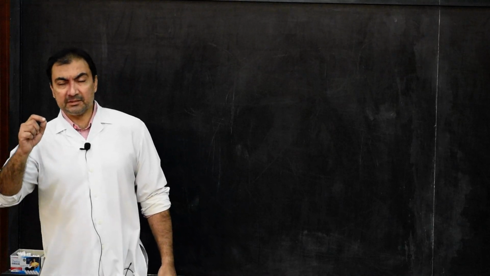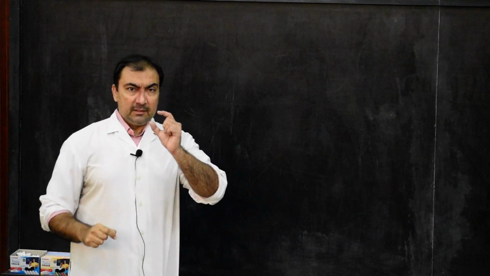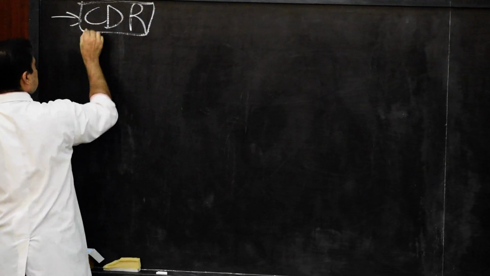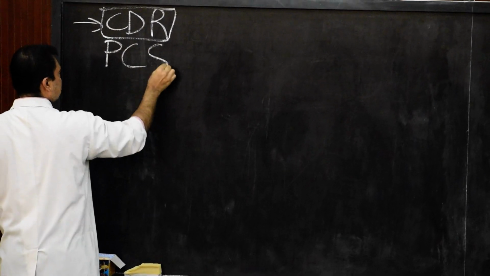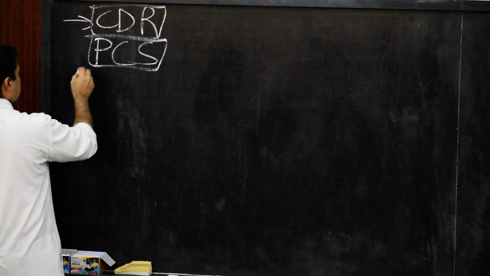Good morning, students. Here we start with the gross anatomy of the pleura part 3, in which we are going to discuss the number 1 very important structure, costodiaphragmatic recess. Now this costodiaphragmatic recess is also known as phrenico-costal sinus. So we are going to discuss this very important costodiaphragmatic recess.